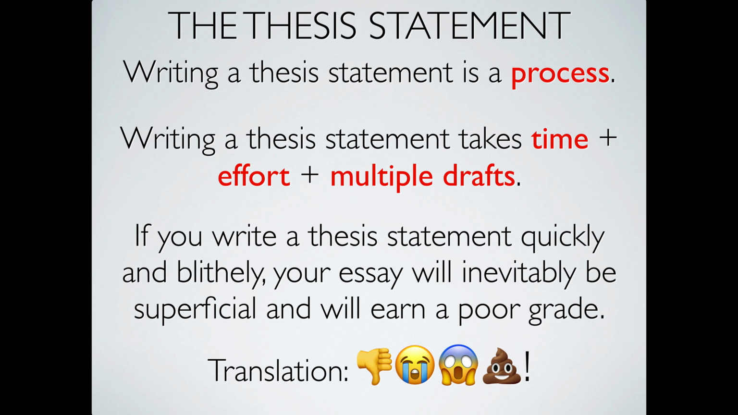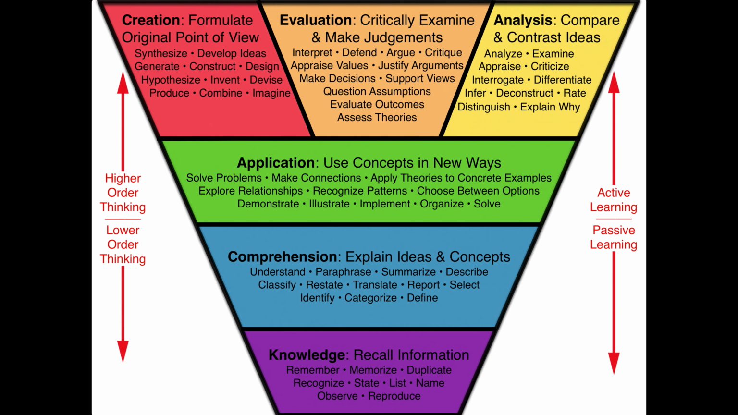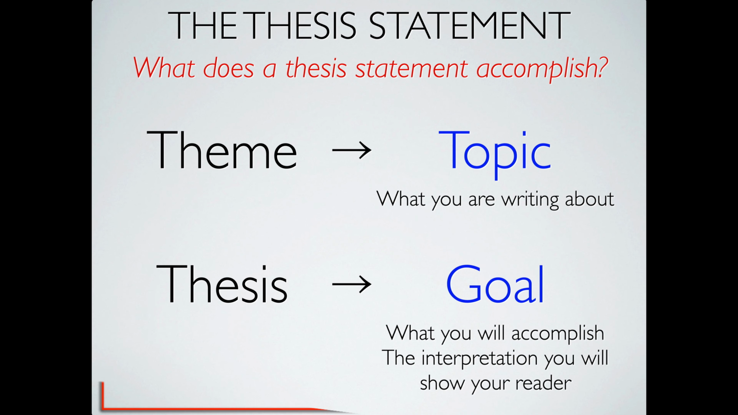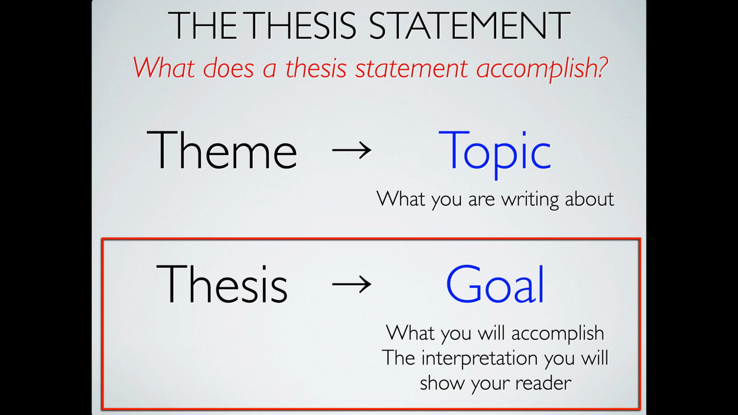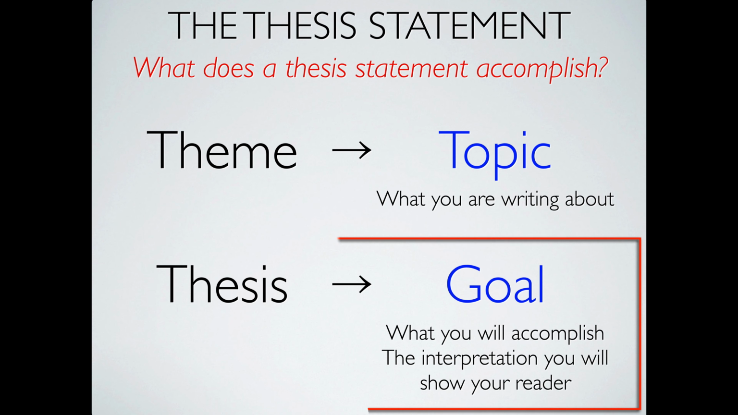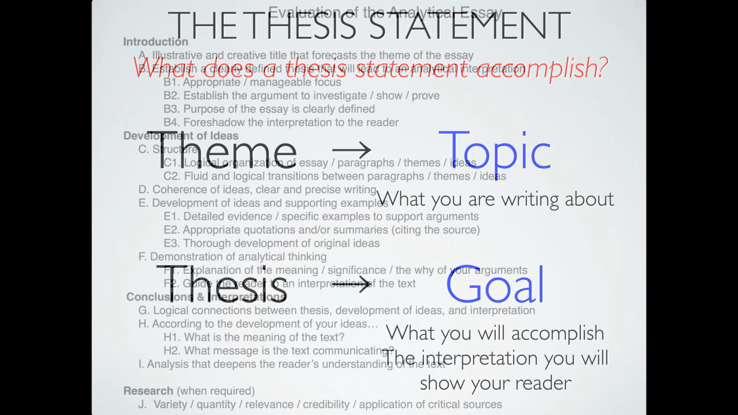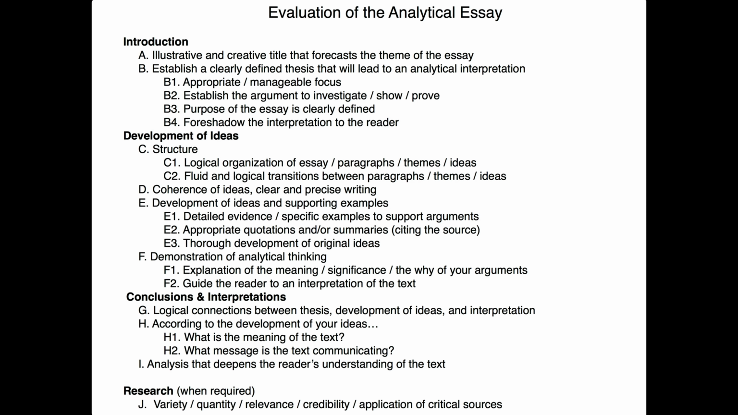So remember, the goal of academic writing is to develop your analytical thinking skills. And the definition of a thesis is to establish the goal of your writing. A thesis shows what you will accomplish in your essay and forecasts the interpretation to your reader. The elements of your essay are outlined in the essay rubric, which is linked on our course webpage.